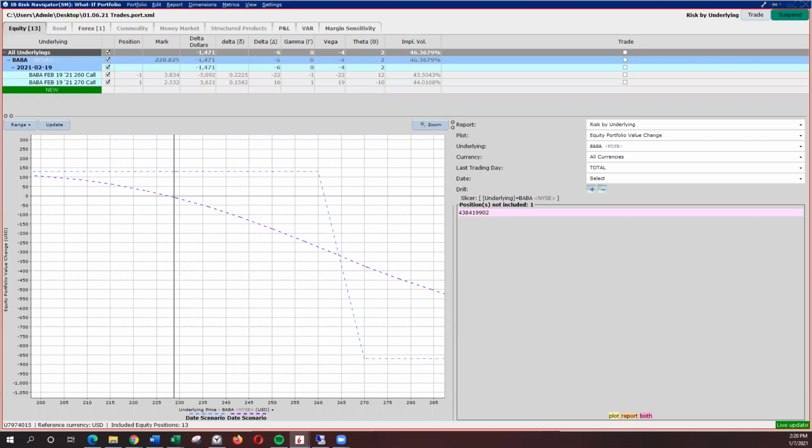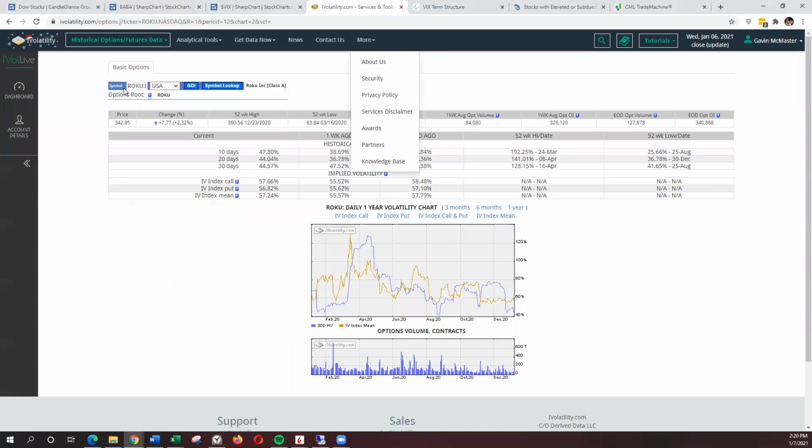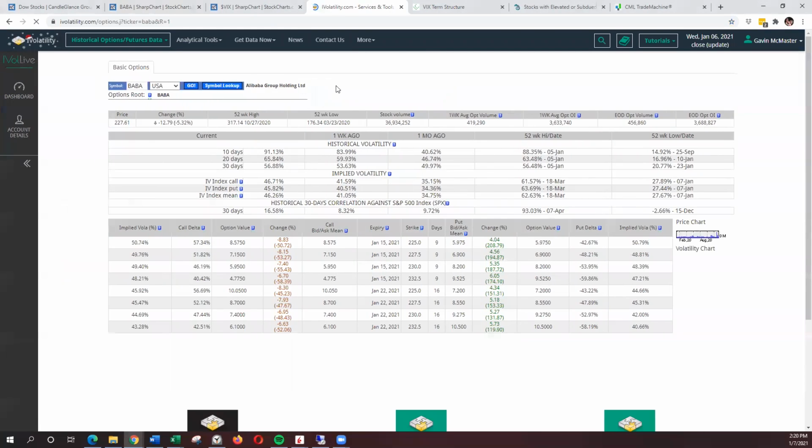Firstly, I have a watch list of stocks that are good for trading options, and I've sorted that in Interactive Brokers by the IV percentile, 52-week IV percentile. And I noticed that Alibaba had pretty high volatility, so it's in the 89th percentile. Then next thing I did was take a look at the volatility chart. So I'll just show you that on ivolatility.com.